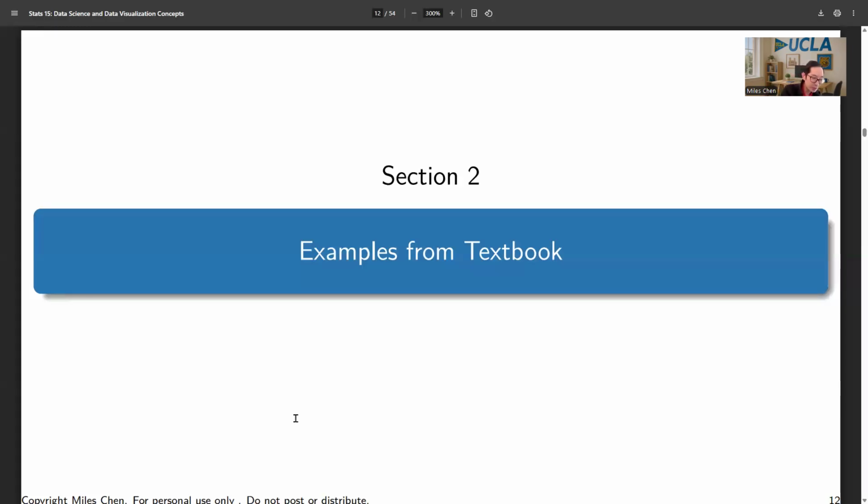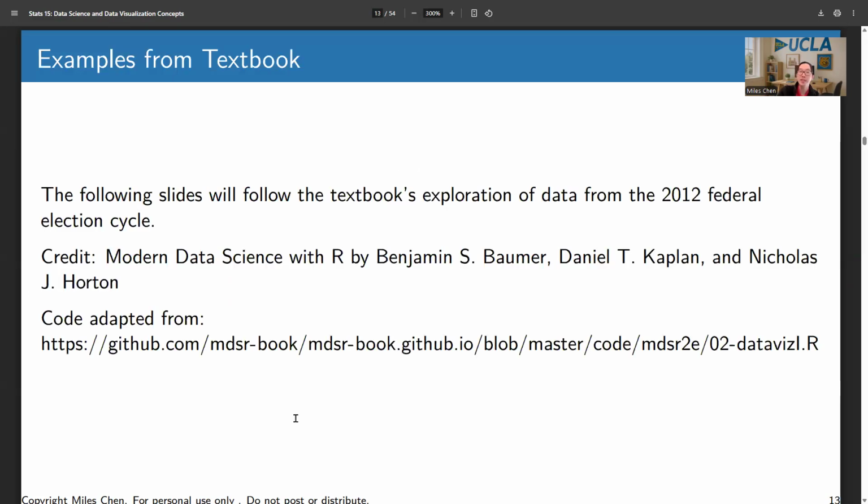Okay, so I'm going to work through some examples that appear in our textbook. The textbook explores data from the 2012 federal election cycle, and they gathered data on advertising spending. 2012, how long ago is that? That's 13 years ago, three presidential elections ago. Obama was running for a second term, and the challenger was Mitt Romney. There were other elections as well, Senate races and House races, but that was kind of what was going on.